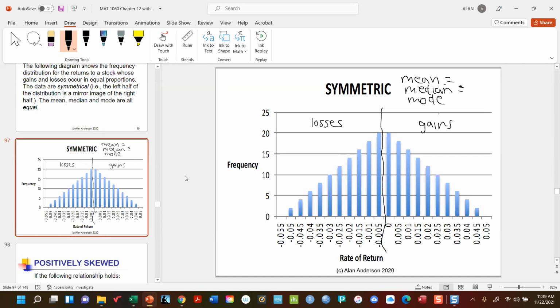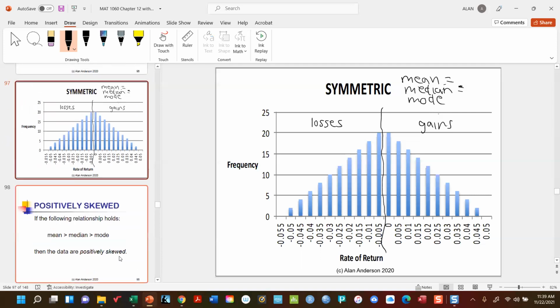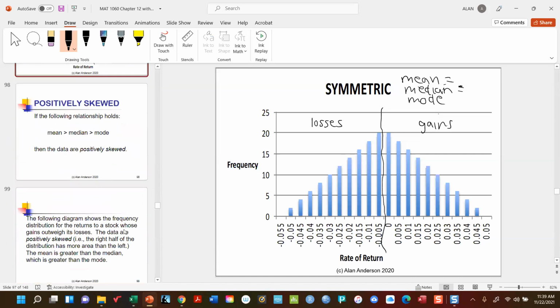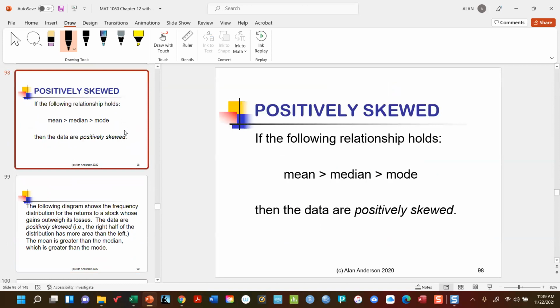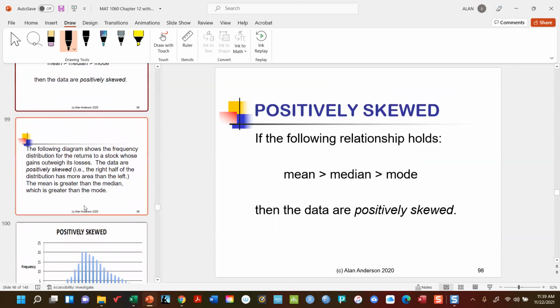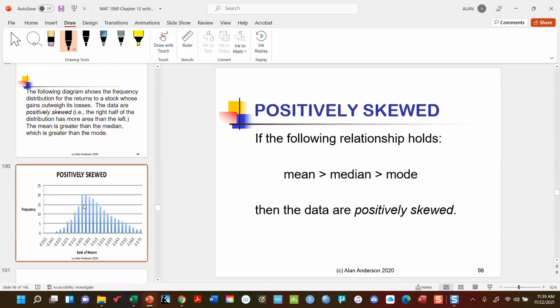Okay, and then finally, there's one final case that we might encounter, which we can identify with our mean, median, and mode. So you probably can figure out which one we haven't done yet. How about this one? How about when it's the mean that's the largest, larger than the median, which is in turn greater than the mode? Then we say the data are positively skewed. And when you see this graph, you'll realize, yes, this is what I want with my stocks.